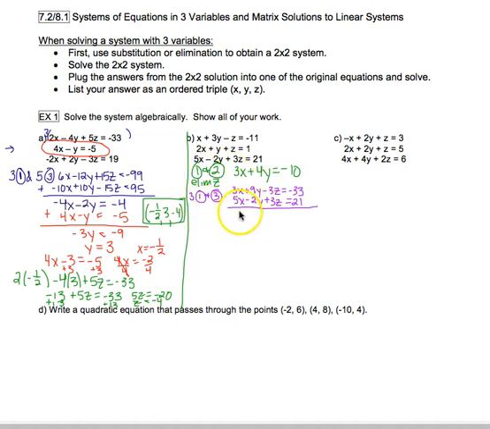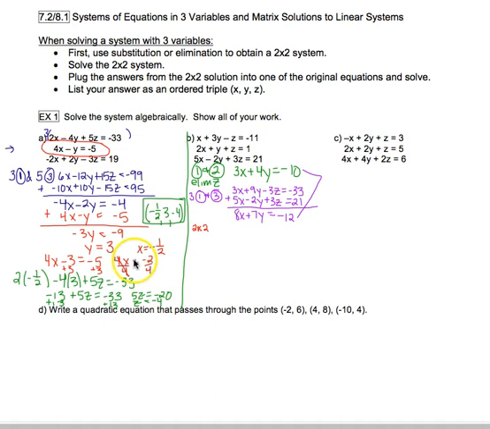So now I can add them together because I've got opposites on my z's. So when I add here, I get 8x plus 7y. The z's are eliminated. And then I get equals negative 12. So these two now together have created my 2 by 2 system. So for my 2 by 2, I now need to solve that.